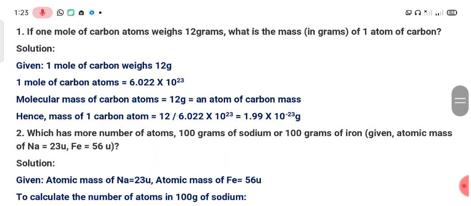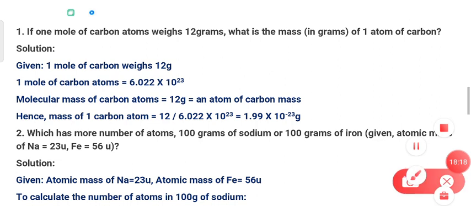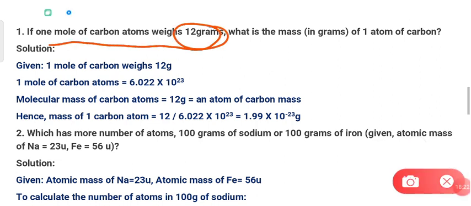If 1 mole of carbon atom weighs 12 grams, what is the mass of 1 atom of carbon? Right. So you know that 1 mole carbon atoms is equal to 12 gram, and you know that 1 mole of carbon atoms means 6.022 into 10 to the 23 atoms. So what if we divide 12 gram by this number? You will find the mass of 1 carbon atom.